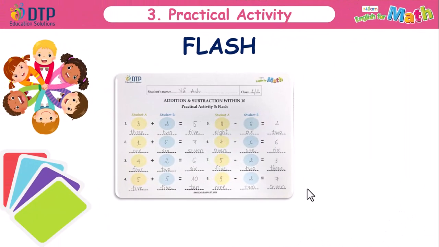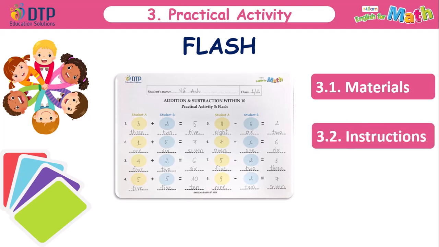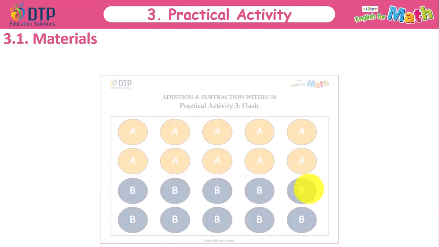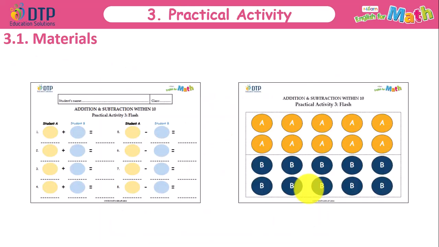Now, we're gonna move on to the practical activity, Flash. The most important part will take around 15 minutes and cover 3 sections: materials, instructions, and correction. First, let's check the materials to ensure that the students have everything they need before diving into the instructions. And again, your students' material will be provided by your AO.